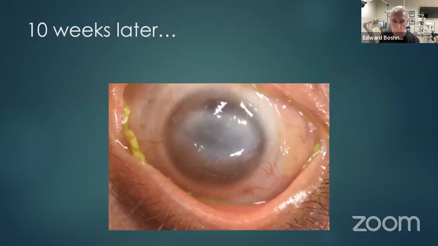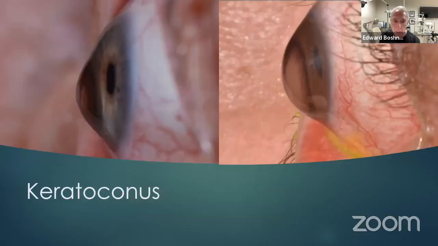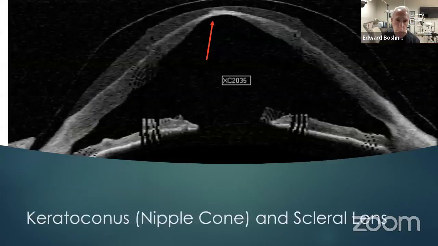A patient visited us from a Middle Eastern country. He had to go back and he got continuing care when he returned home. And these are some of the keratoconic corneas that we work with. On the left is a nipple cone, on the right is a global cone. Again, here is a very, very thin nipple cone with a scleral lens over that.